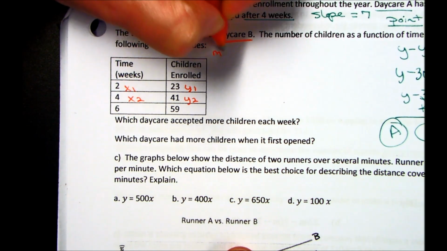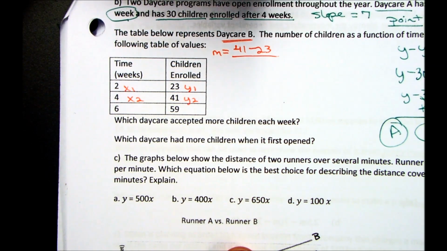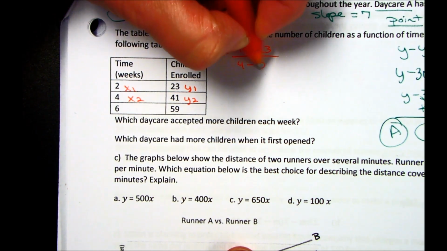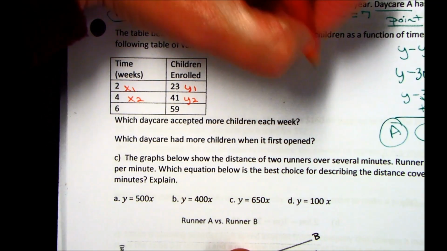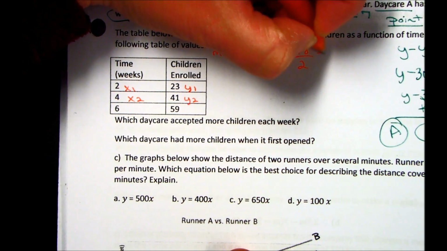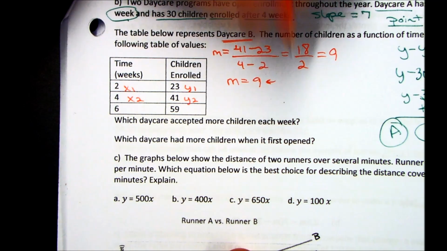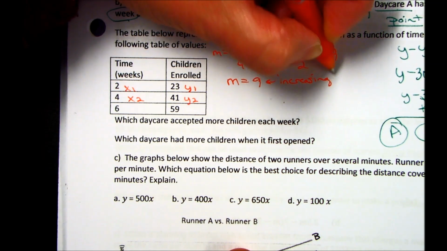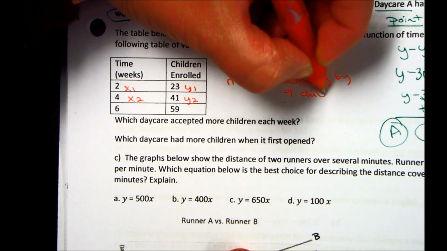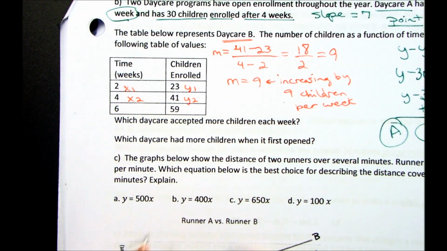And then my slope formula is y2, which is 41, minus y1, which is 23, over x2, which is 4, minus x1, which is 2. So when I subtract 41 minus 23, I'm going to get 18 over 2, which equals 9. So the slope for this one is 9, which, if we interpret that slope, means daycare B is increasing by 9 children per week. So that gives us enough information now to answer the first question.